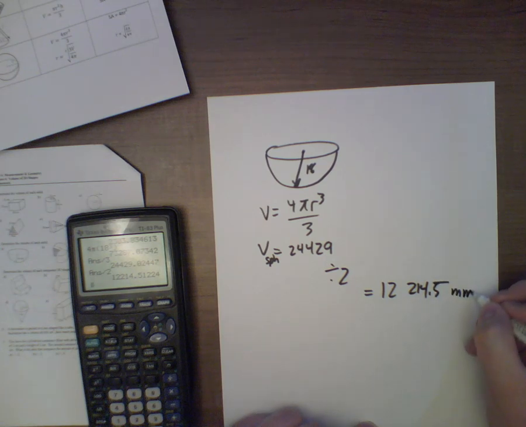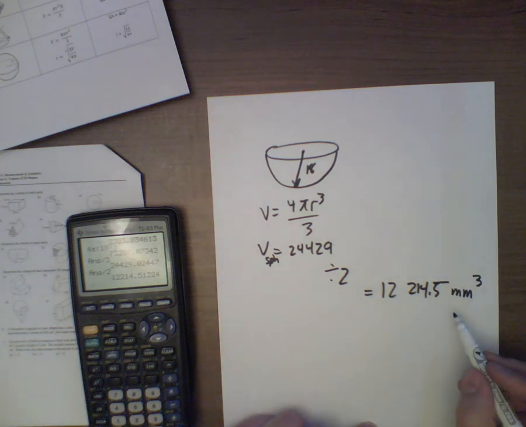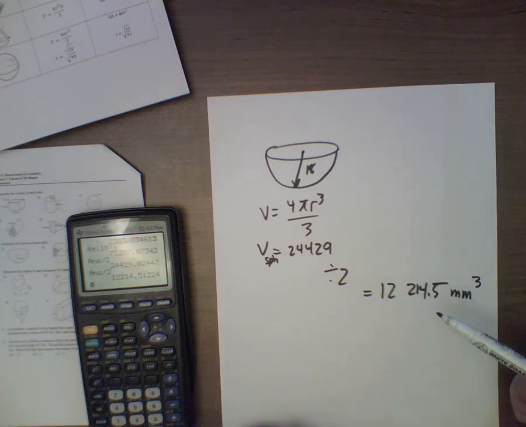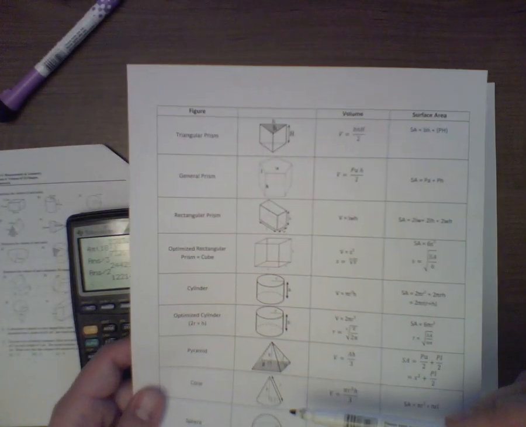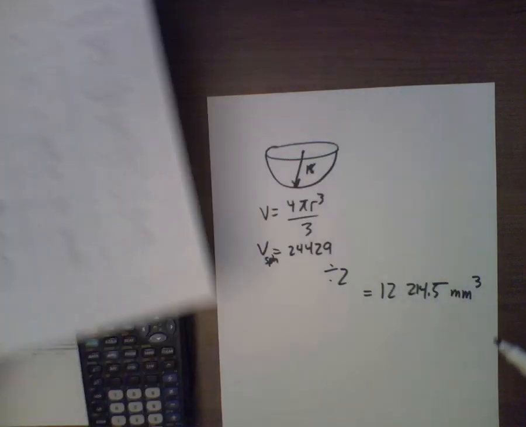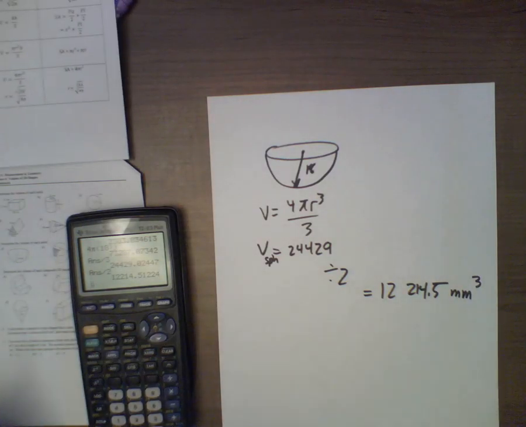12,214.5 millimeters cubed. So be careful with that. I just made that mistake. It's an easy mistake that you can make as well. The formulas given on the sheet are for the entire shape. When I need to cut it in half or a quarter or whatever, I need to divide my answer at the end. So please watch out for that.